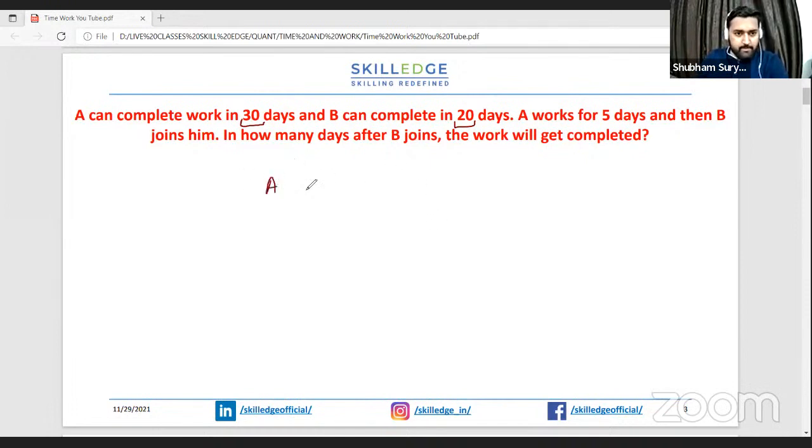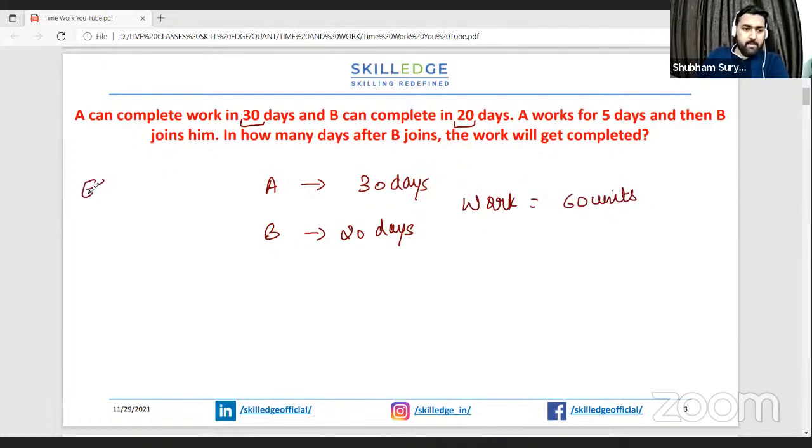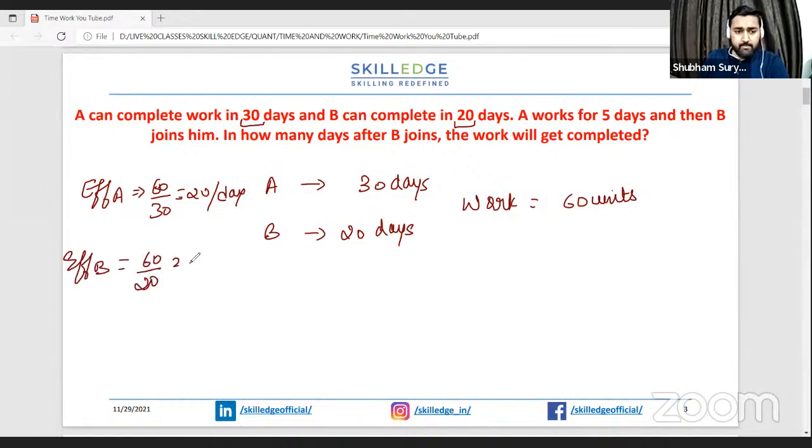Okay. Now there's a person A who can complete the work in 30 days, and a person B who can complete the work in 20 days. We need to choose work as a multiple of both 30 and 20. So let's choose the work to be equal to 60 units, guys. This much amount of work needs to be done. So what's going to be the efficiency, the work done per day? 30 days, 60 units. That's going to be 60 by 30, which comes out to be equal to 2 units of work done per day. If I talk about the efficiency of B, 60 units of work in 20 days, so that comes out to be equal to 3 units of work done per day.